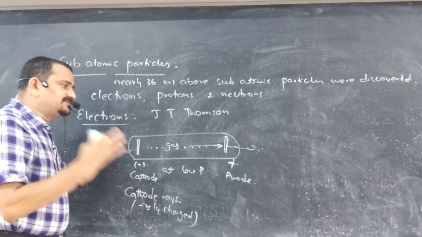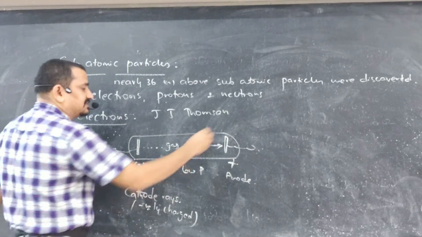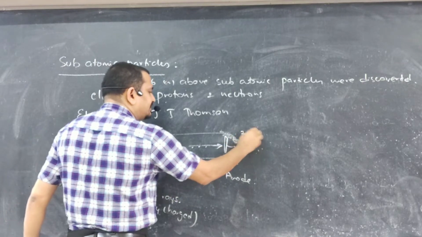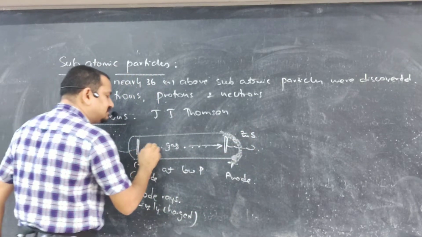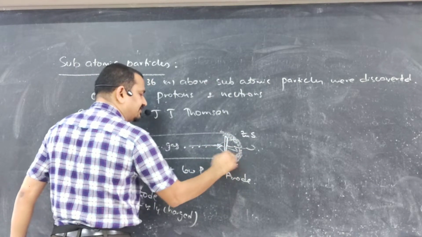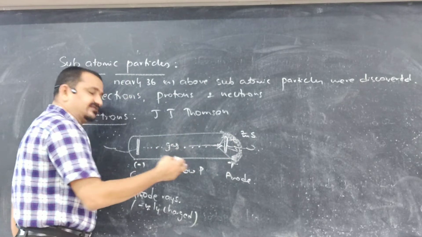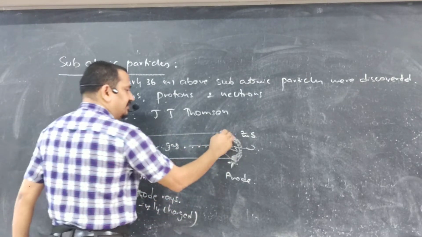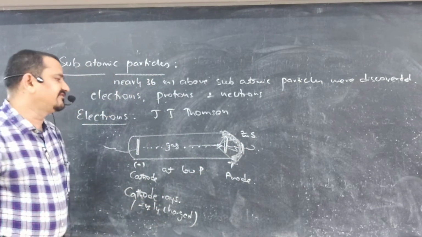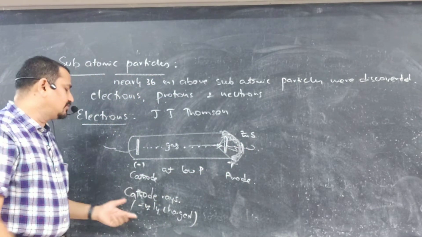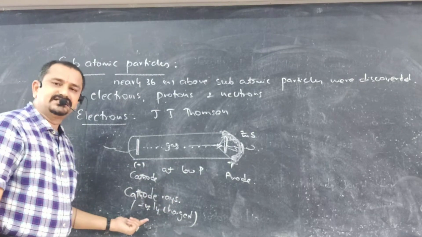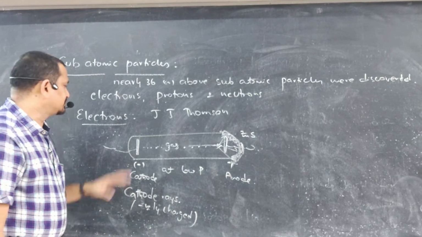To observe that they contain some charge, later they coated this terminal with a fluorescent zinc sulfide screen. Whatever particles emanated out of the cathode, they noticed that whenever they strike this zinc sulfide screen, there is phosphorescence. With the phenomenon of phosphorescence, they noticed that these particles were negatively charged particles.